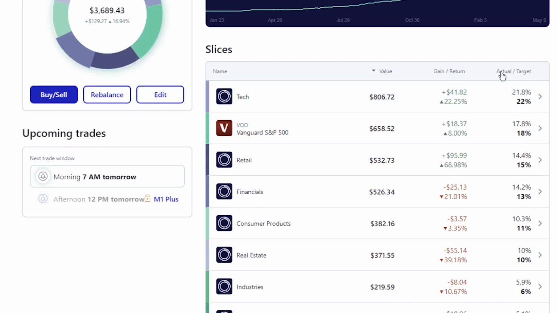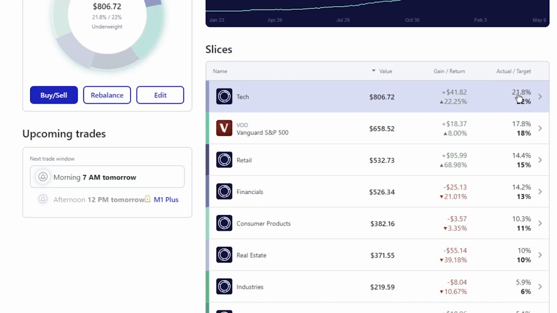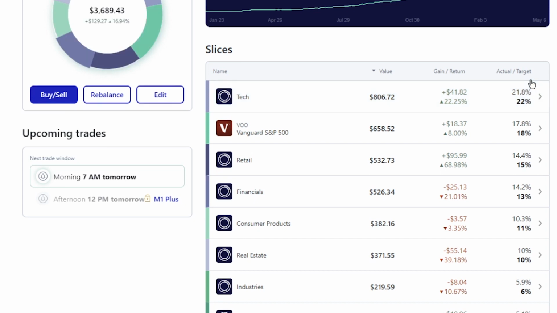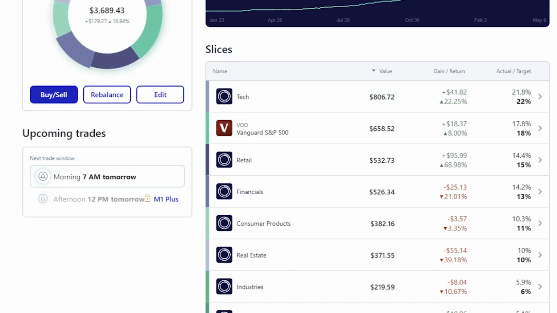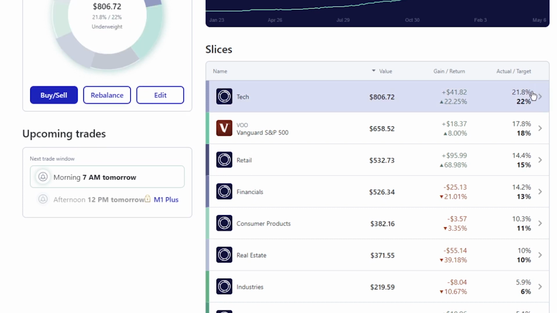Now for me, I have the actual percentage at 21.8%, and my goal that I would like M1 Finance to keep it at is 22%. So that means every single time I make deposits, M1 Finance will look at the different pie sections that are under their target, and that's where a percentage of the money is going to go.